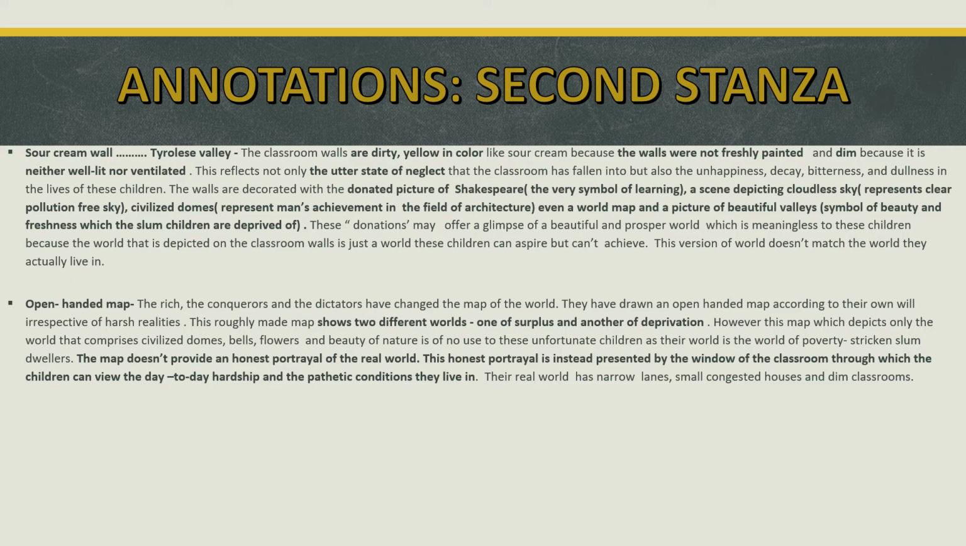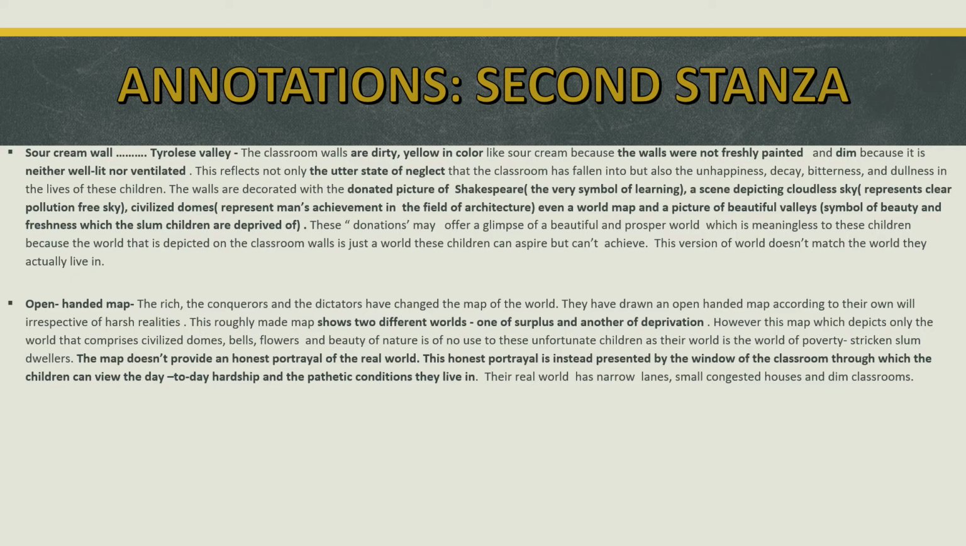However, this map, which depicts only the world that comprised civilized cities, bells, flowers and beauty of nature, is of no use to these unfortunate children because their world is the world of poverty-stricken slum dwellers. The map does not provide an honest portrayal of the real world. This honest portrayal is instead presented by the window of the classroom through which the children can view the day-to-day hardship and the pathetic conditions they live in.